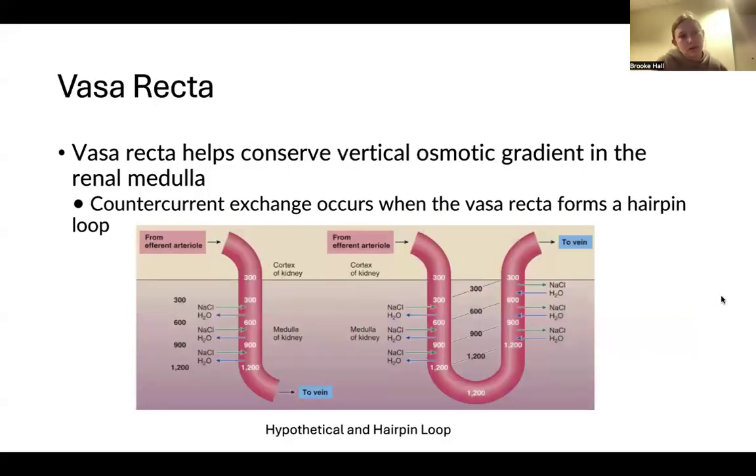So the vasa recta. The vasa recta helps conserve the vertical osmotic gradient in the renal medulla, and the countercurrent exchange occurs when the vasa recta forms a hairpin loop. So this is theoretically what it would look like without the vasa recta that forms the hairpin loop. And here is what it actually looks like in our bodies, thanks to the hairpin loop and how this again affects the countercurrent exchange.